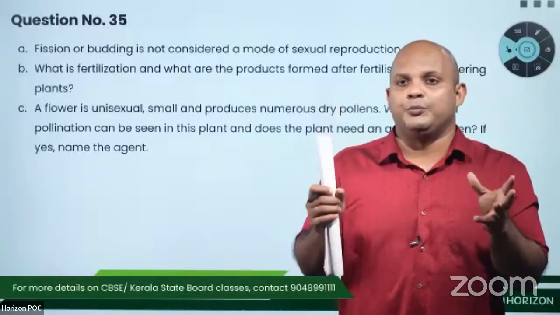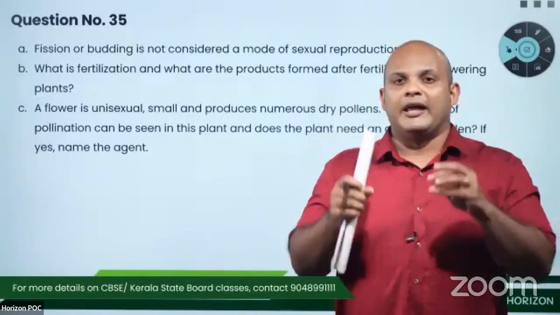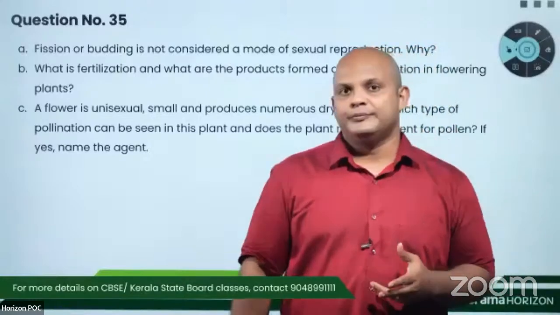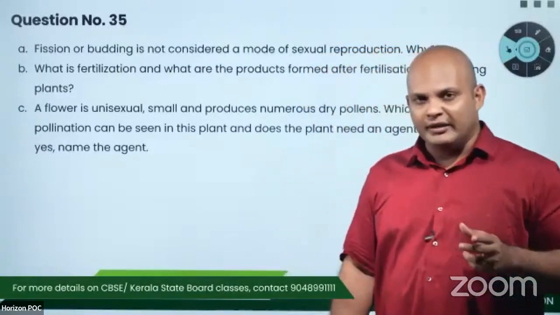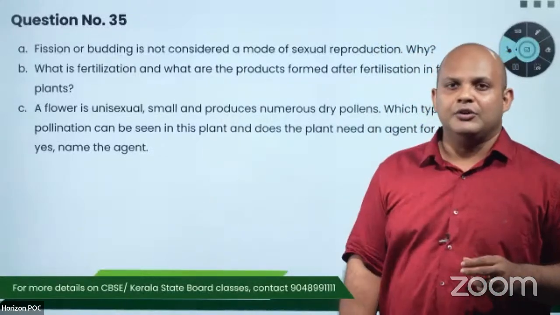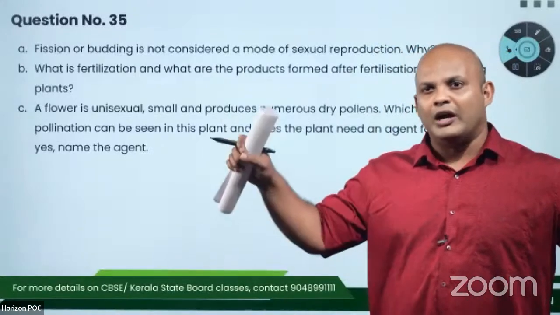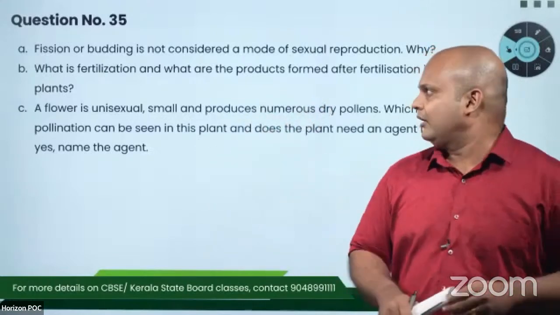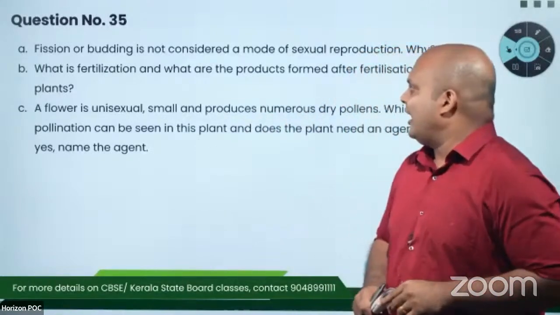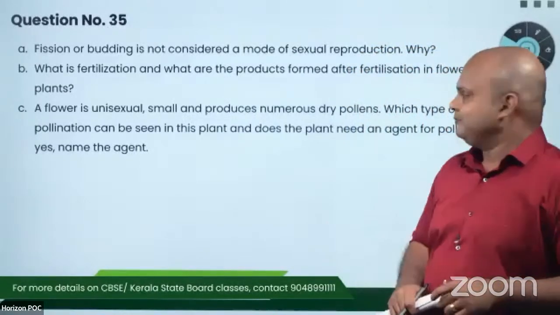It produces the endosperm, which is actually supplying food to the developing zygote. Next, a flower is unisexual, which means that in this particular plant, you have either male flowers or female flowers. You don't have both sexes on the same plant. It is small and produces numerous dry pollen.